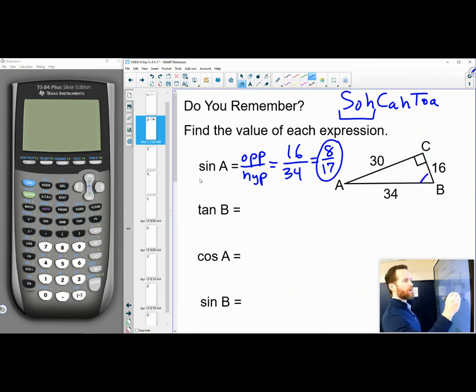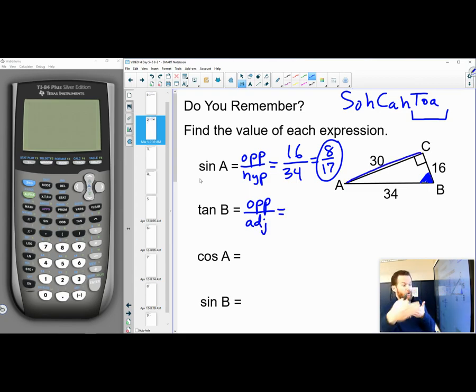Tangent of B. So we're looking at angle B now, using that as our reference. And it's tangent, so we got to focus on TOA, the last part of SohCahToa. Let's see. So T is tangent, O is opposite, A is adjacent. So tangent is opposite to adjacent. Opposite angle B would be 30. That's across from our highlighted angle. And the adjacent leg would be 16. So we get 30 over 16. But we can simplify that, divide them both by 2, and we get 15 over 8. That's our answer there, 15 over 8. Just 2 more to go.